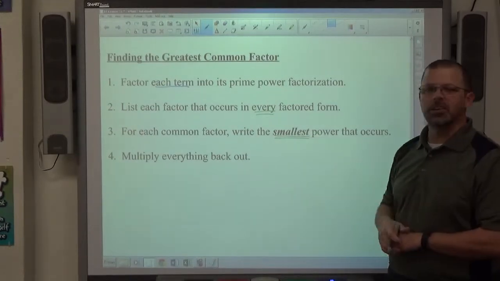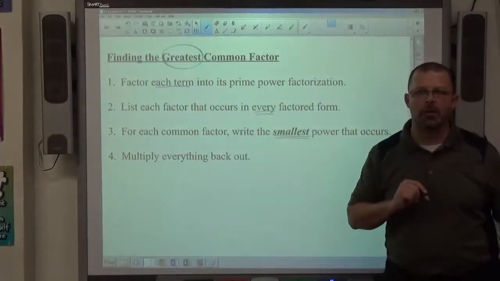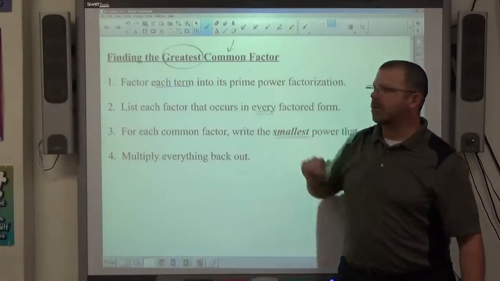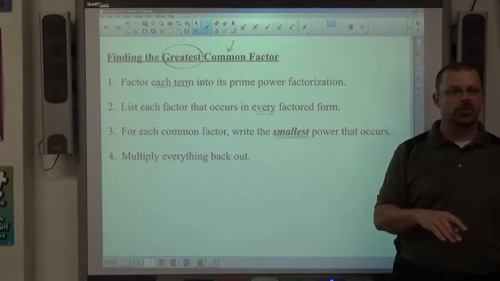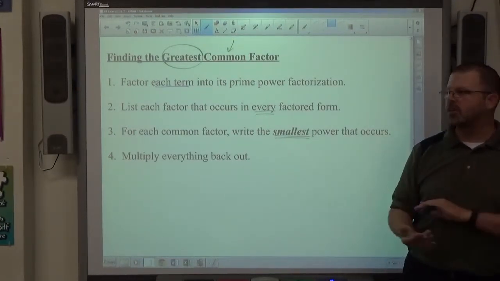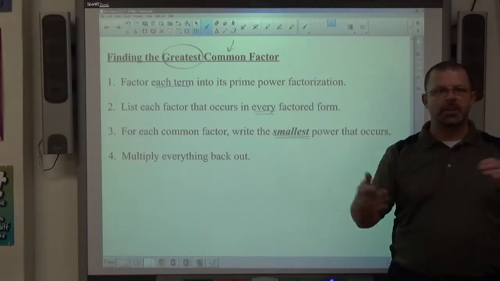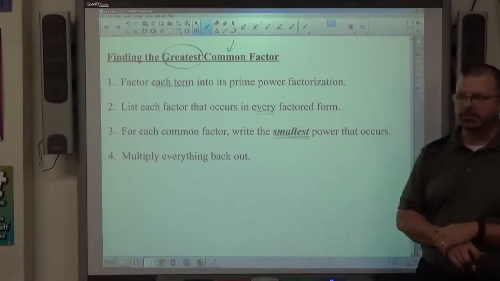And this is the thing that messes people up. We're trying to find the greatest common factor, but we're taking the smallest power. The smallest power is what's going to be common. Once you take the smallest power out, that object no longer exists in that term, so it's no longer common. So you take the smallest power of each common factor, and then whatever you have listed in its powers, multiply it all back out to get the greatest common factor.